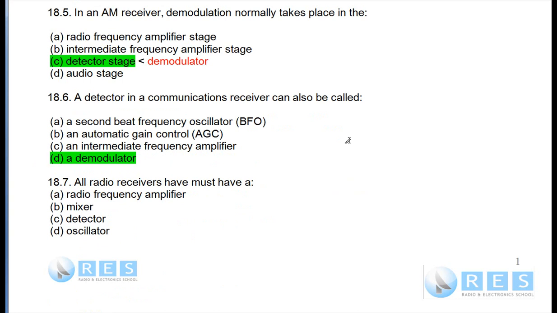18.7. All radio receivers must have a detector. If you don't have a detector, you don't have a radio receiver. You can't hear what you're picking up. So every radio receiver, no matter what type, needs a detector. The detector in a double sideband receiver is just called a detector or demodulator. In an SSB receiver, the detector is called a product detector.